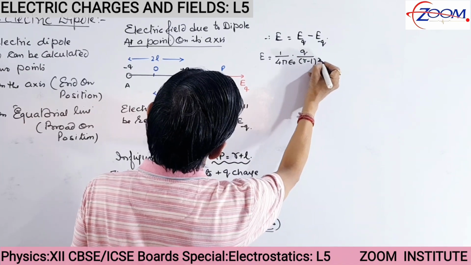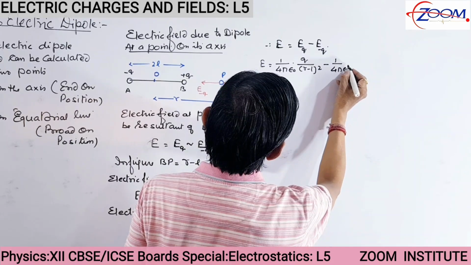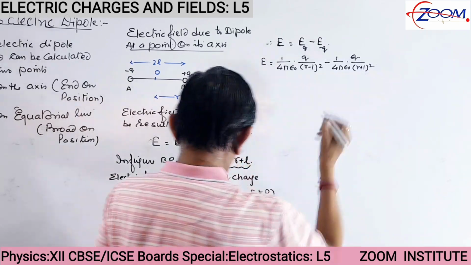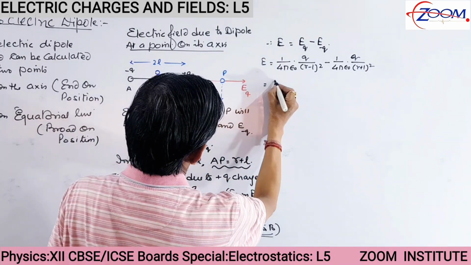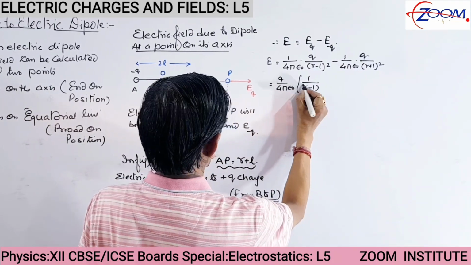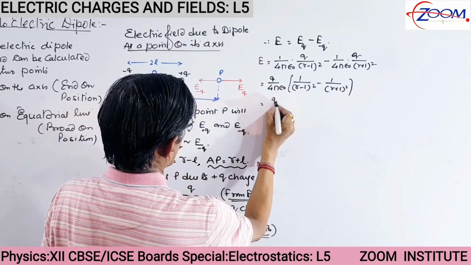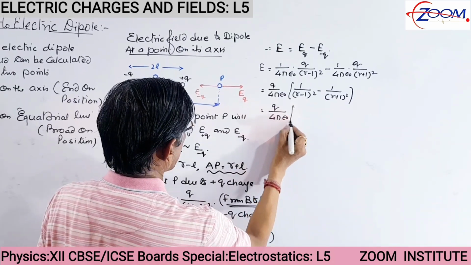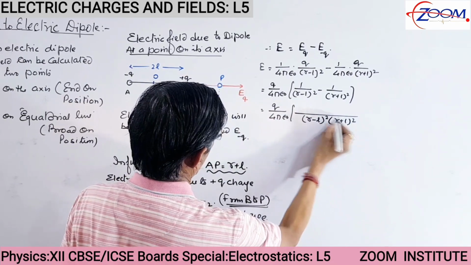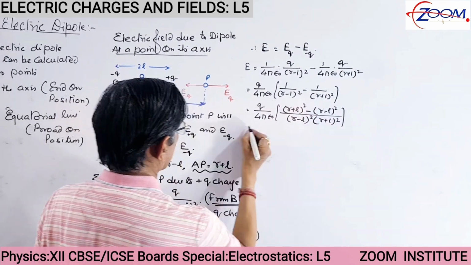That's why resultant electric field E is equal to 1 upon 4 pi epsilon naught Q upon R minus L square minus 1 upon 4 pi epsilon naught Q upon R plus L square, or Q upon 4 pi epsilon naught into 1 upon R minus L square minus 1 upon R plus L square. Q upon 4 pi epsilon naught, take LCM, R minus L square, R plus L square. So you will have R plus L square minus R minus L square.